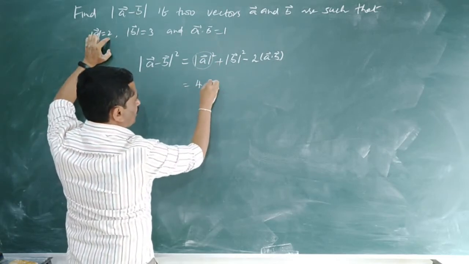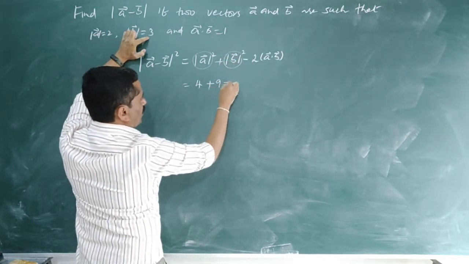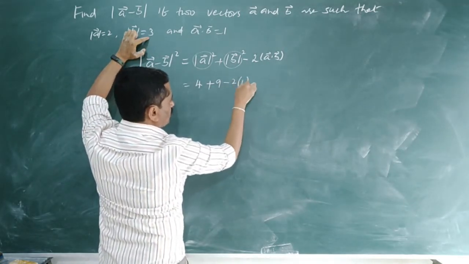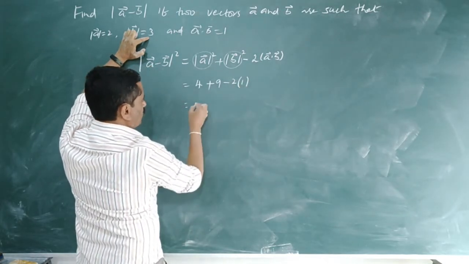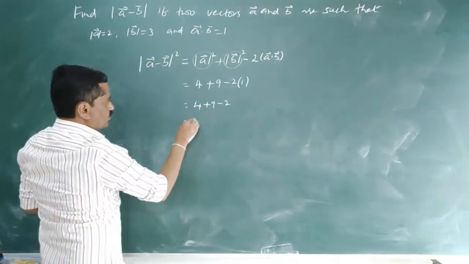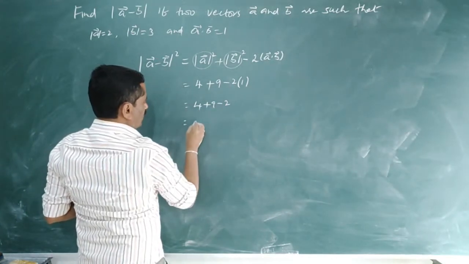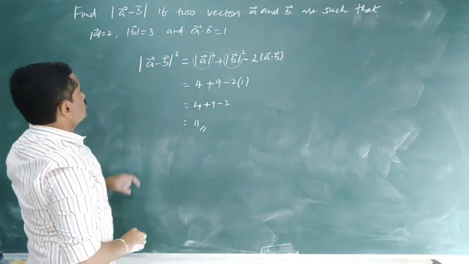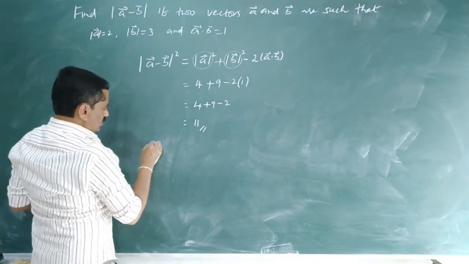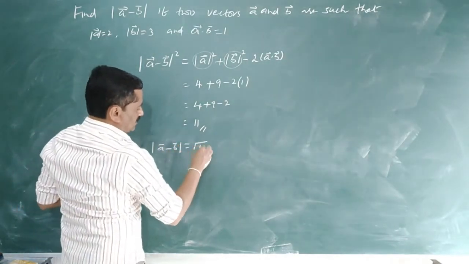We have 4 plus magnitude of b bar, we have 3 whole square, 9, minus 2 of a bar dot b bar, that is 1. Again that is equal to 4 plus 9 minus 2, so 4 plus 9 is 13, minus 2, we have 11. So this is the value. But we need to find what? Magnitude of a bar minus b bar. Therefore, magnitude of a bar minus b bar is equal to square root of 11.